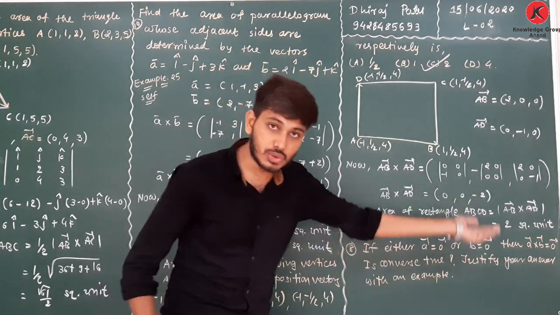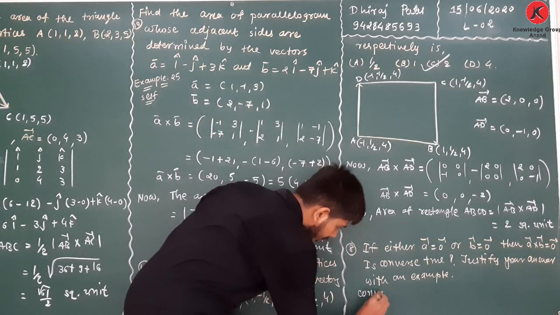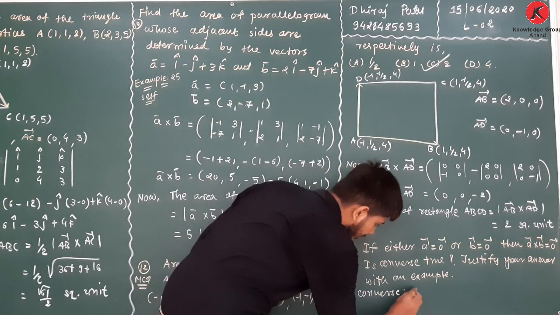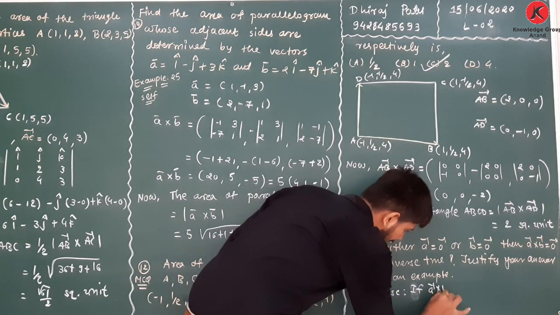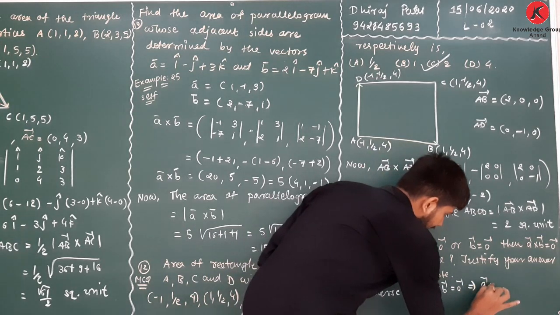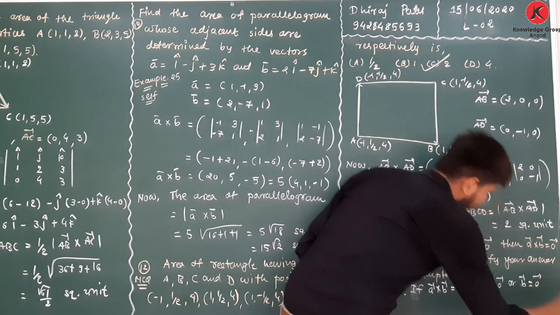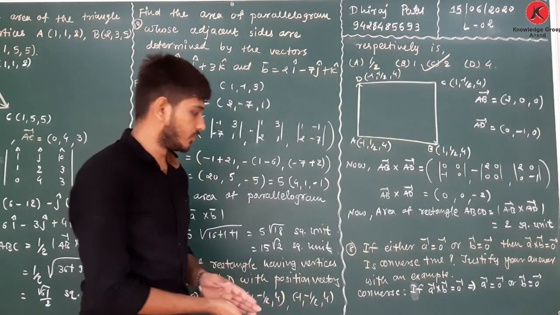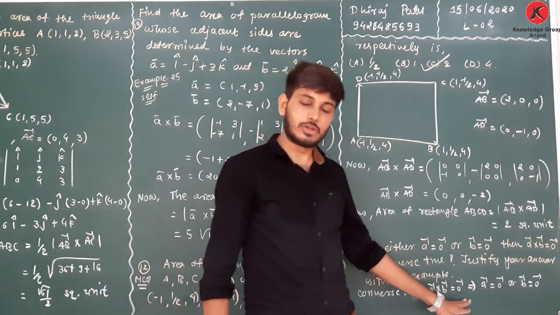Let's see, what is the converse of this? First let me write A. So the converse statement is: if A bar cross B bar equals 0 vector, then A bar equals 0 vector or B bar equals 0 vector. This is the converse of this statement. Let's take A bar cross B bar equals 0 vector.